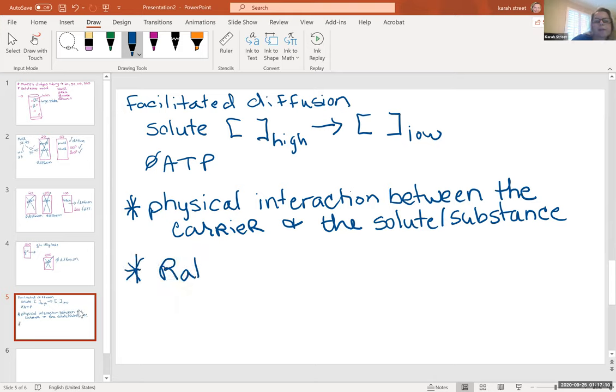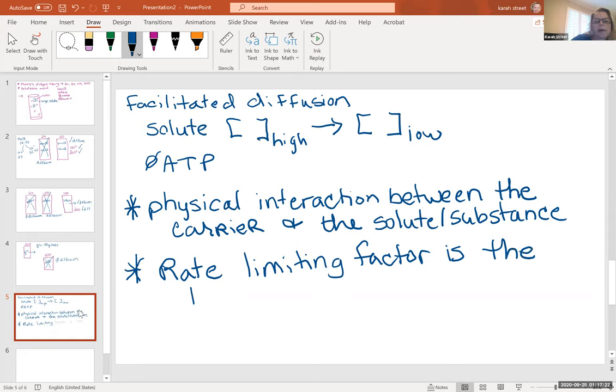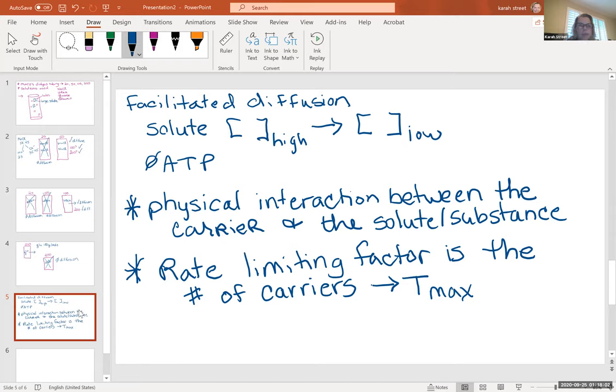The rate limiting factor is the number of carriers. That is the rate limiting factor, the number of carriers. This is a concept that I talked about in that very first lecture called transport maximum. If you want the amount of transport to increase, you need more carriers. If you want more clothing items to go with you on your vacation, you need more bags. They can only carry so much. You want more clothes, you need more bags.